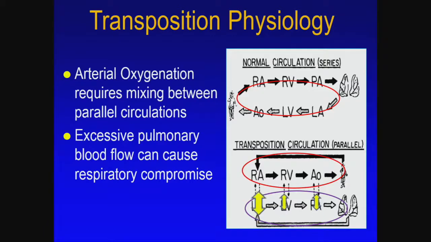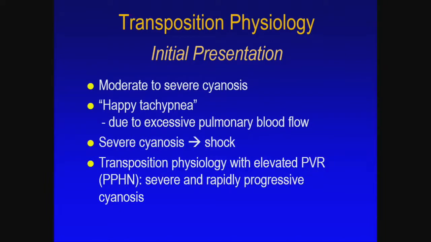You need areas of communication between these two circuits, at the atrial level, at the ventricle level, or at the aorta level for mixing. The best mixing happens at the atrial level. You can have a patient with TGA and VSD who is desaturated because there is not adequate atrial mixing because of streaming. So atrial mixing is critical. So moderate to severe cyanosis, happy tachypnea, but once the cyanosis becomes worse, the cardiac function goes down and these patients can go into shock.